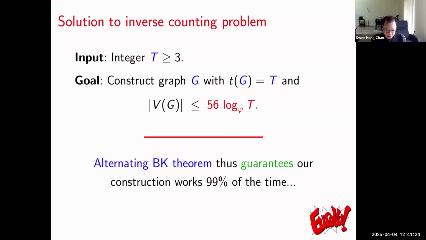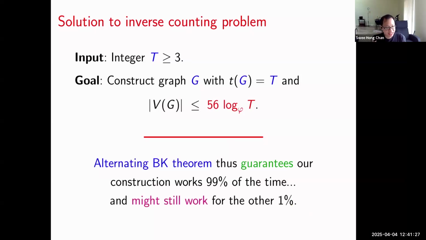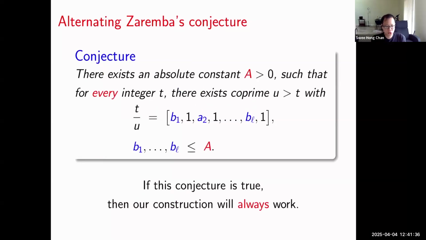And in fact, it might still work even for the other 1%. It's just that we cannot guarantee that for now. I personally believe that it still works for the other 1% because I think this alternating Zaremba is true, where you ask it, instead of for integers with density 1, for all integers t. And maybe the constant you put here will not be 110. It might be 1 million, it might be 1 trillion, it might be a very big constant, but this is probably true. Just that we don't know how to prove that.